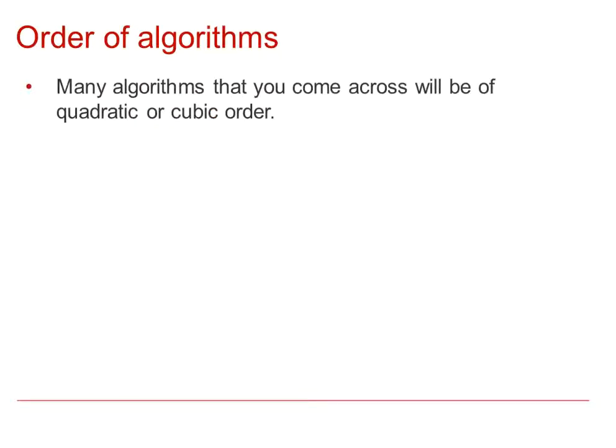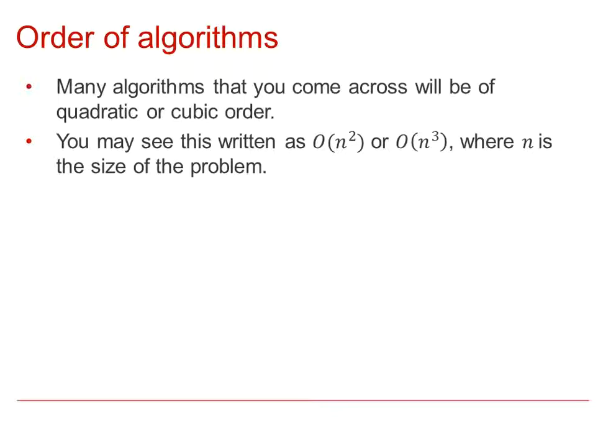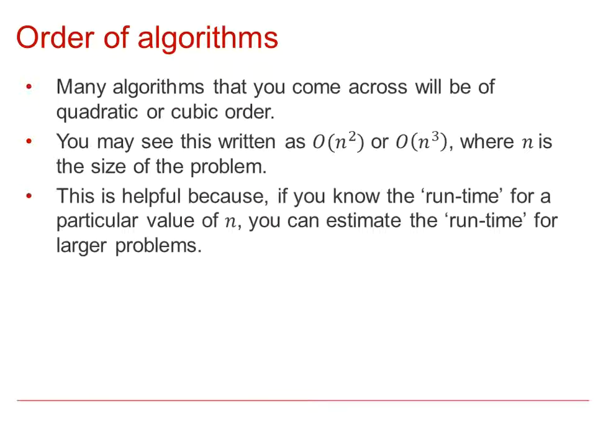Many algorithms that you come across will be of quadratic or cubic order. So you may see them written as order n squared or order n cubed, where n is the size of the problem. This is helpful. If you know the runtime for a particular value of n, then you can estimate the runtime for larger values of n.